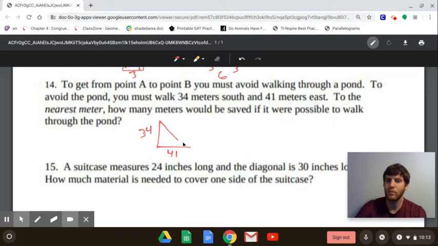So that means we're going straight directly from point A to B. Here was A, here was B. We're going directly from A to B instead of going south and east. So we're looking for that distance, which we're going to call x. If you're going south and east, that's going to form a right angle. So the legs are going to be 34 and 41, and your hypotenuse is going to be x. So 34 squared plus 41 squared is going to equal x squared.